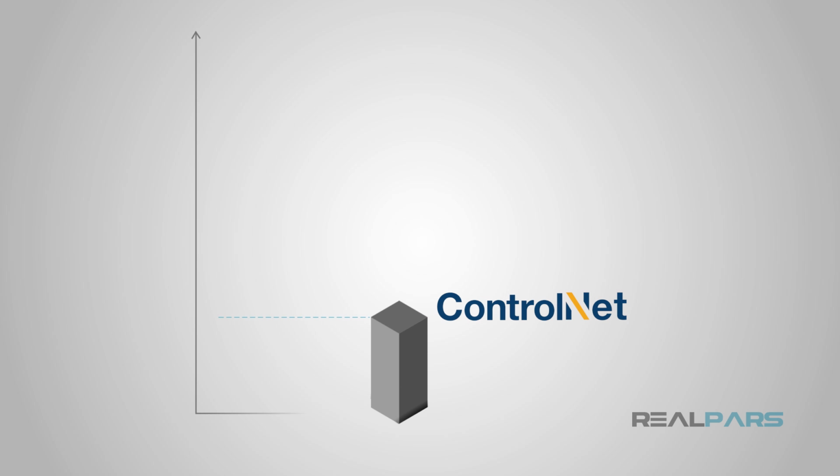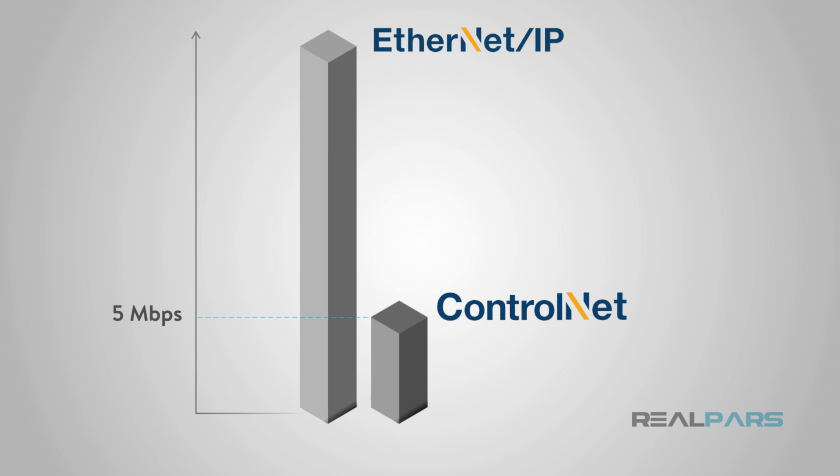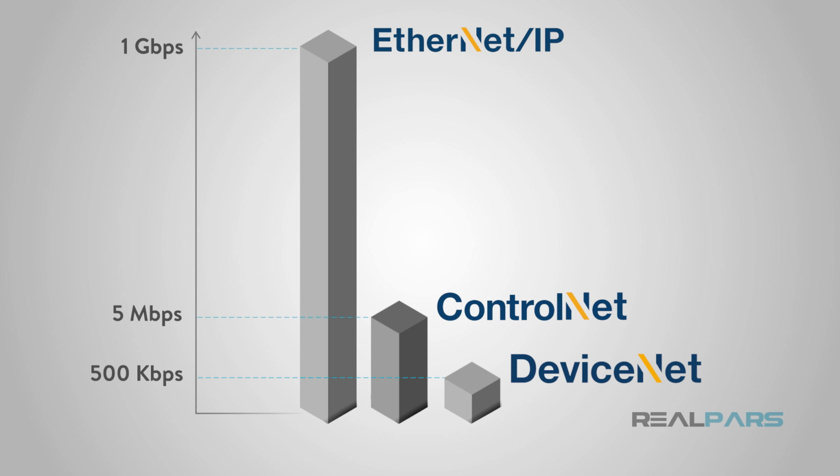ControlNet has a data transfer rate of 5 megabits per second and is in the mid-range of the 3 popular networks, with Ethernet IP ranging from 10 megabits per second to 1 gigabit per second, and DeviceNet ranging from 125 to 500 kilobits per second. Now, let's move on to the physical media of ControlNet.